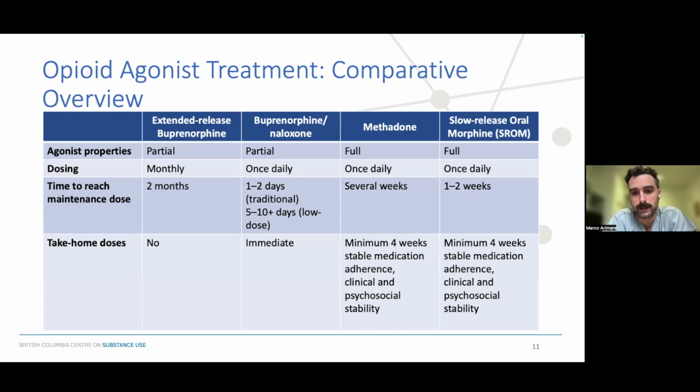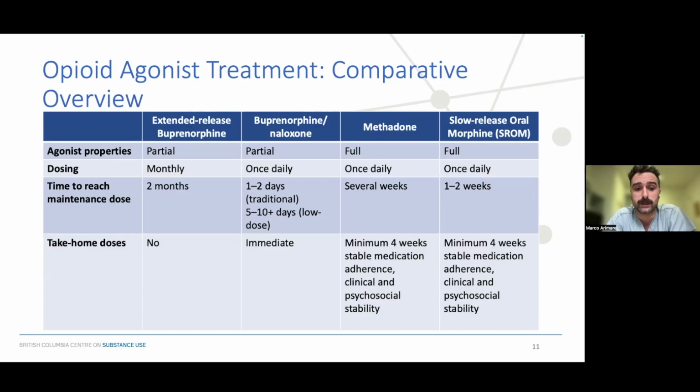Buprenorphine/naloxone is our sublingual medication, same medication, so it's a partial agonist taken once a day. Takes about 1 to 2 days to reach a maintenance dose via a traditional induction, and 5 up to 10 days to reach a maintenance dose with a low dose induction. And generally, clients are eligible for immediate take-home doses. Methadone and slow-release oral morphine are both full agonists. They're both taken once a day. Methadone often takes weeks to reach a maintenance dose, whereas this can be done a little bit quicker, often with Kadian, maybe in 1 to 2 weeks. And then in certain circumstances, in monitored circumstances, often quicker.